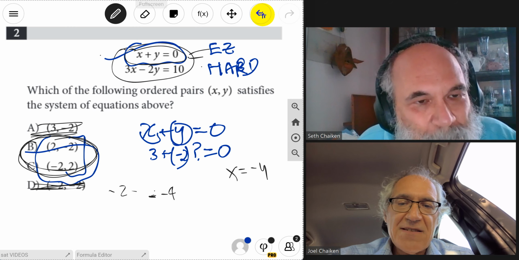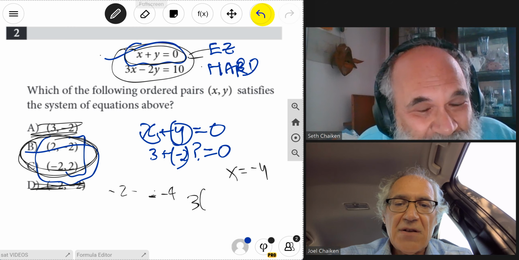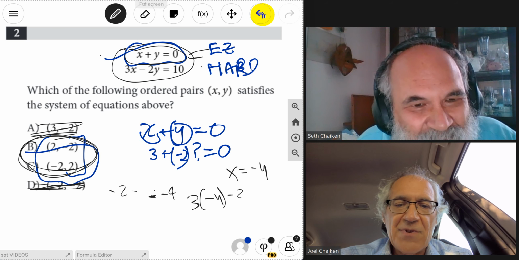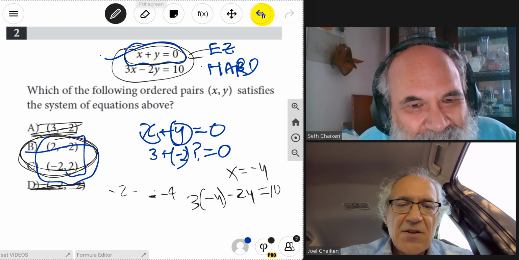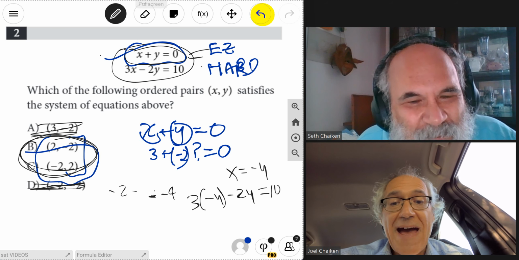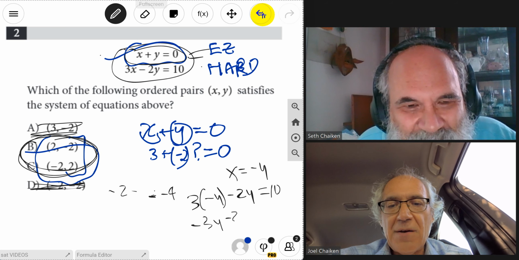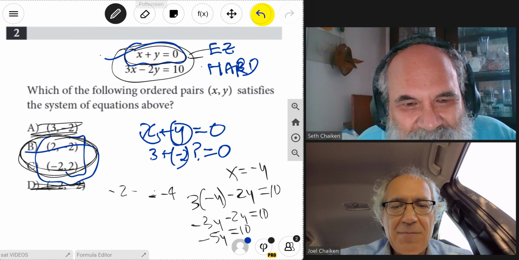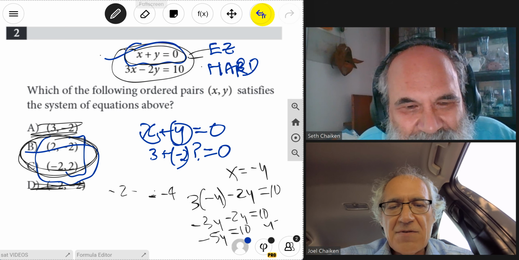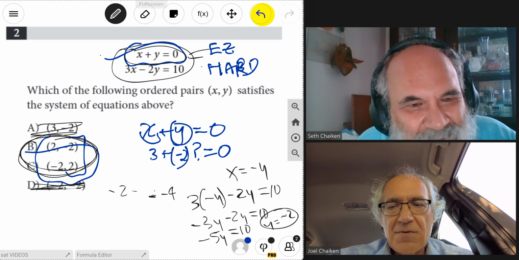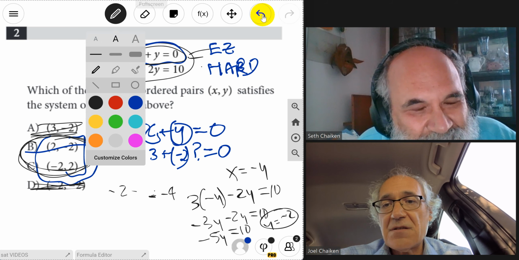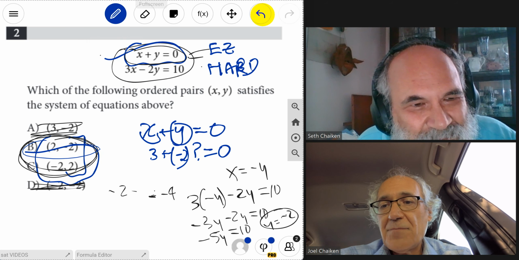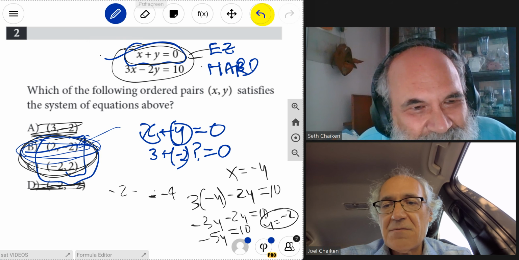So then this x is negative y. So you do 3 times negative y. This is algebra, which means you have to be neat. Negative 3y minus 2y is 10. Remember, algebra, one step at a time. Be neat, and then you see that y is equal to negative 2. So then you can see that the answer is B, because y is equal to negative 2.